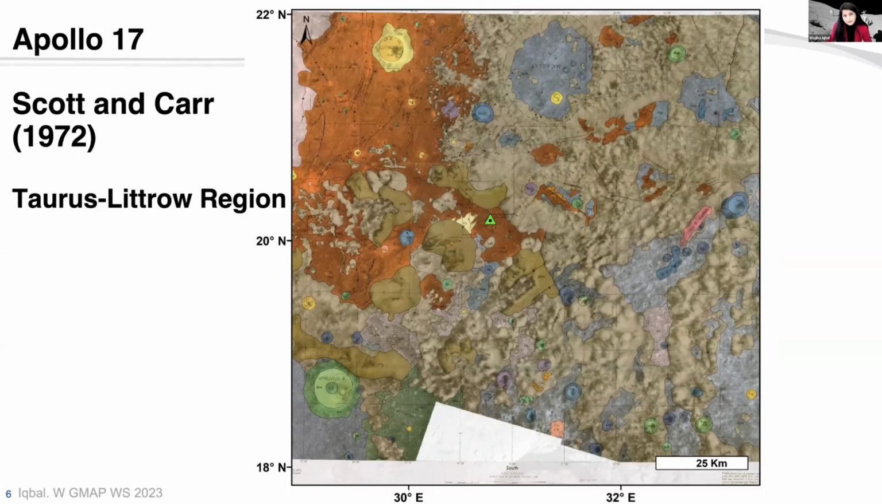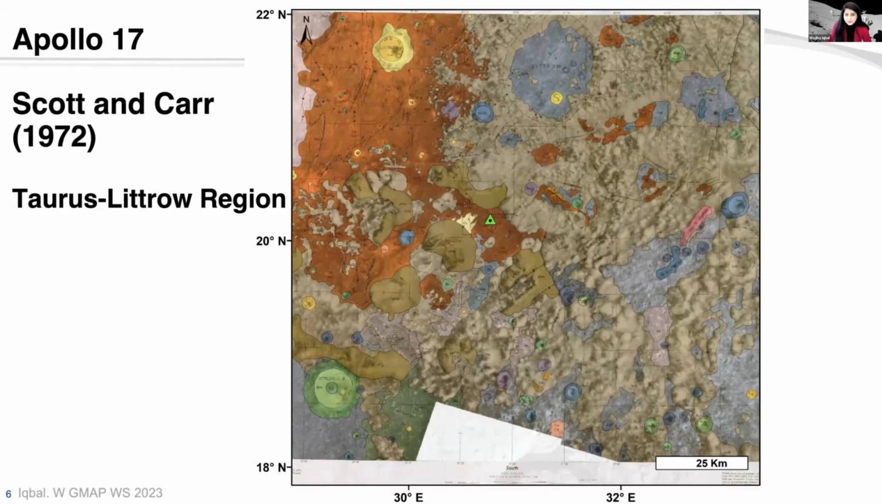So anyway, we have this new updated geological map, but the thing is that now this dark mantle deposit was apparently very young and interpreted to be of Copernican age. So there was no fixed interpretation of what the nature of these deposits is.